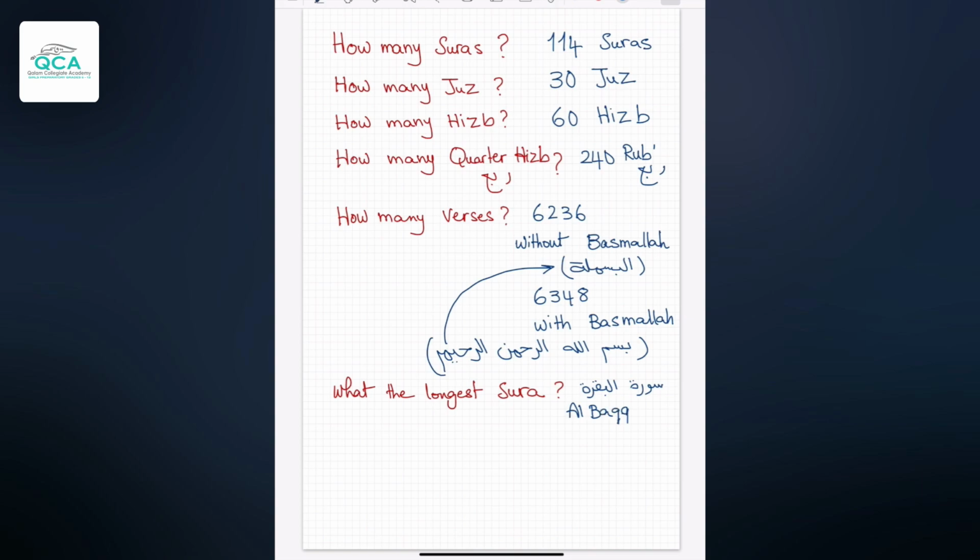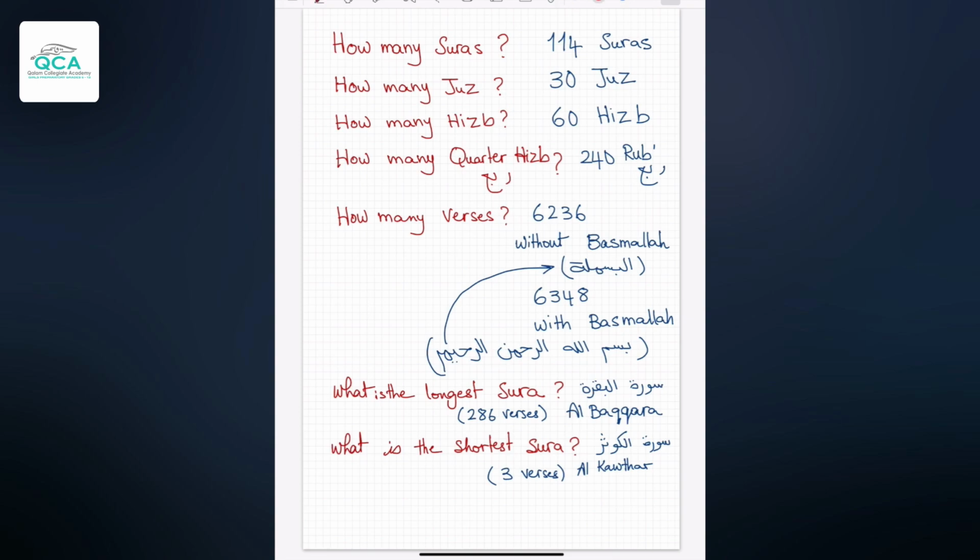And the shortest surah would be? Very simple, I guess. Yes, the shortest surah is Surat Al-Kawthar, and it consists of 3 verses. In Surat Al-Baqarah, though, the longest surah, it has 286 verses.